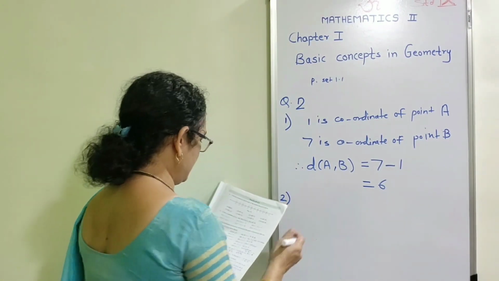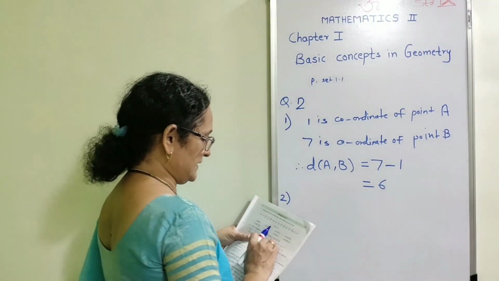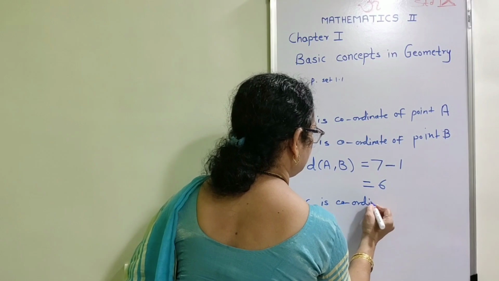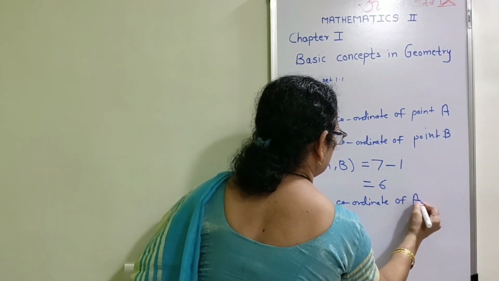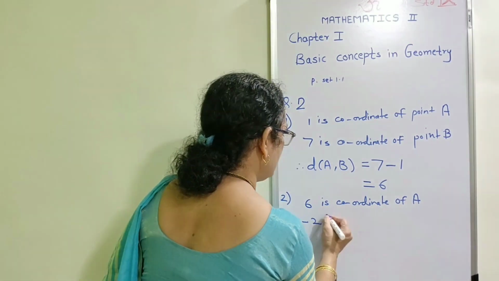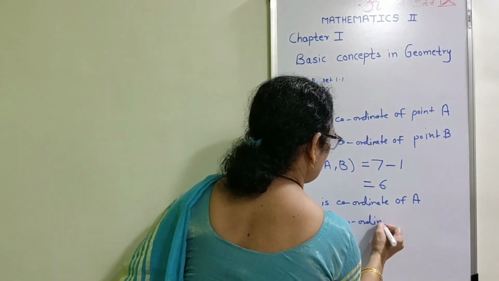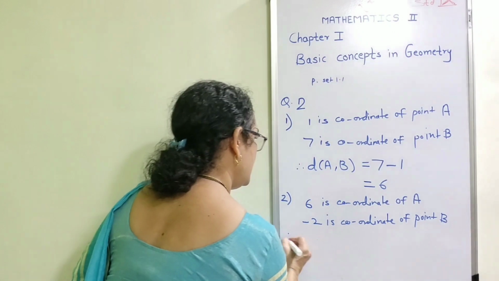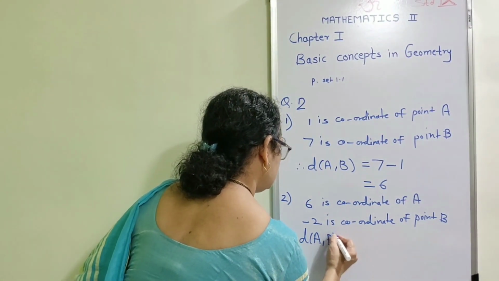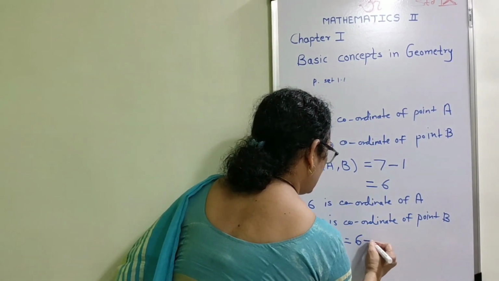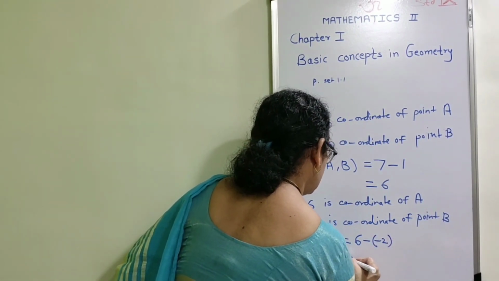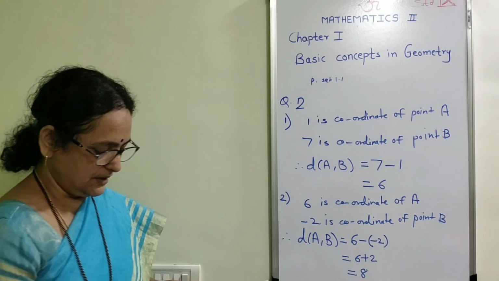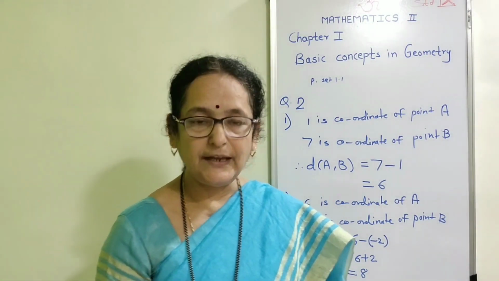Now the second example from the same question. x is equal to 6 and y is equal to minus 2. 6 is the coordinate of A and minus 2 is the coordinate of point B. Therefore, distance AB is equal to, 6 is greater, 6 minus minus 2, that is 6 plus 2, and we know that 6 plus 2 is 8. Now we will complete the next questions in the next lecture.